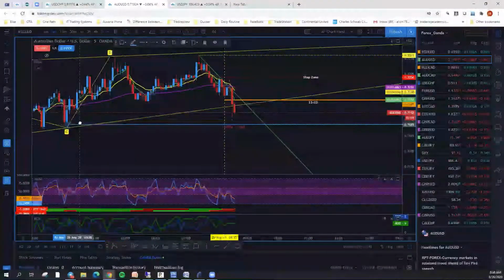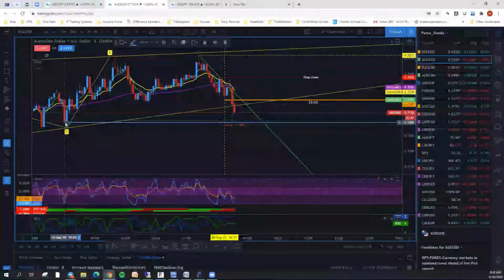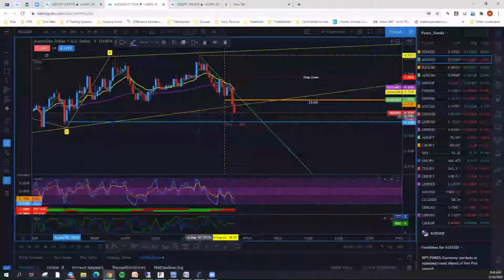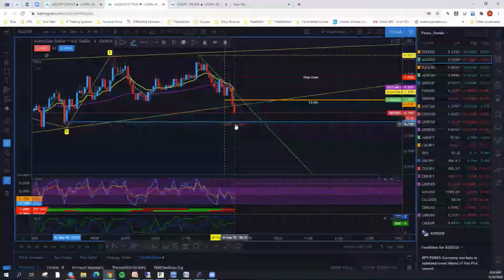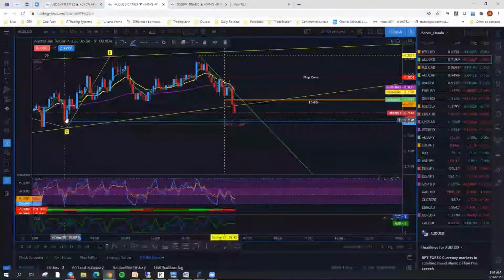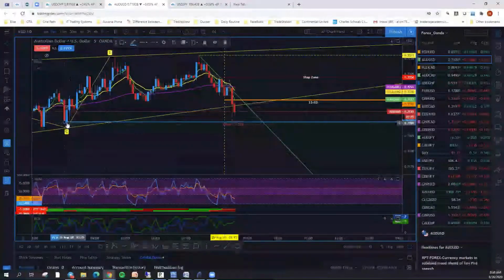I'll probably move this. I can move this one up. I want to see it close below this one since the wedge is up a little bit higher. I want to see it close below the bottom of this blue candle, so we can get a lower close off of this area.